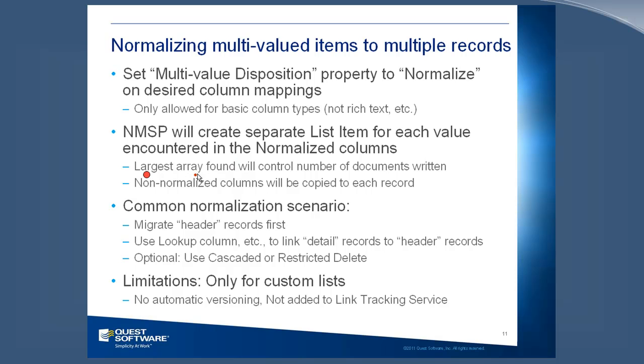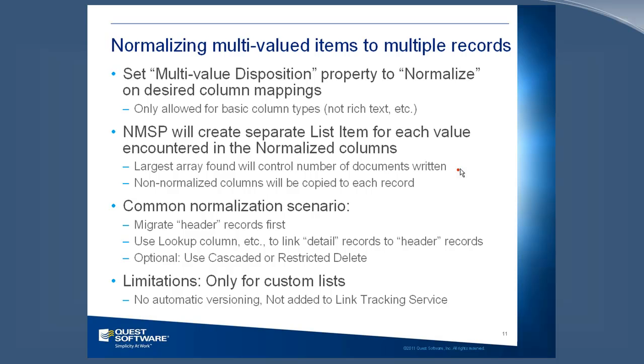So basically, if you set this on multiple ones, we're going to take the largest array found. So I'll show you a demo in just a minute where we turn on normalize for 3 different columns, and whichever of those columns has the largest number of members, that will control the number of documents we write out on the SharePoint side. And then for any non-normalized columns you map to SharePoint, we're just going to copy them over and over again to every document. So this will hopefully become much clearer when I show you a demo, so don't worry if that's a little confusing.